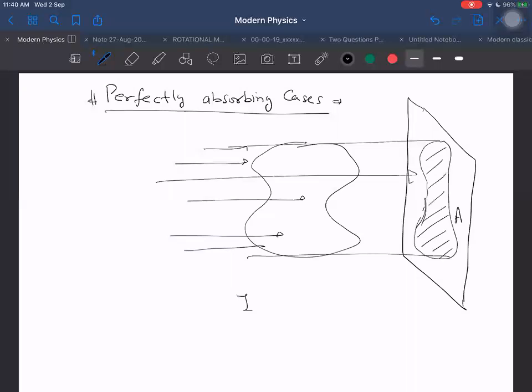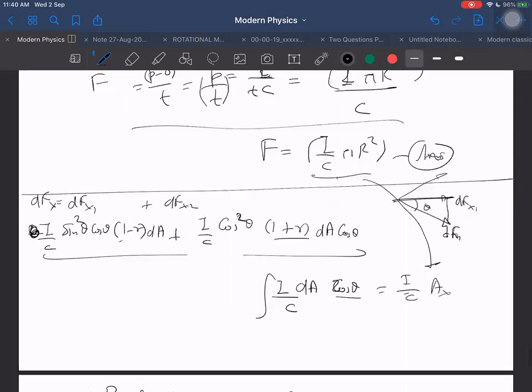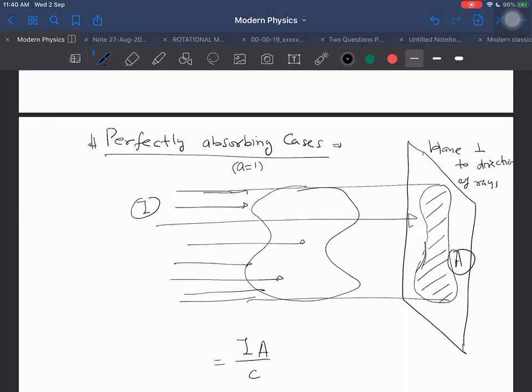If this area of shadow, let us say, is A, and this plane is perpendicular to the direction of rays, and the rays are coming uniformly in all directions, I is the incident intensity, and C is the speed of light. Then we can directly write I into A upon C as the force for perfectly absorbing cases. For a sphere, the area found will be pi r square. That we can always apply. This will be the force along the direction of incident ray.